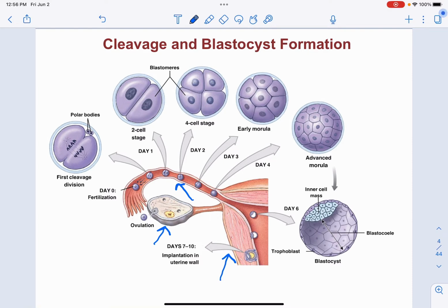And the egg contains only half the amount of DNA, right? The other half is in the sperm. So it is referred to as haploid. Hopefully you remember this from your basic biology class.